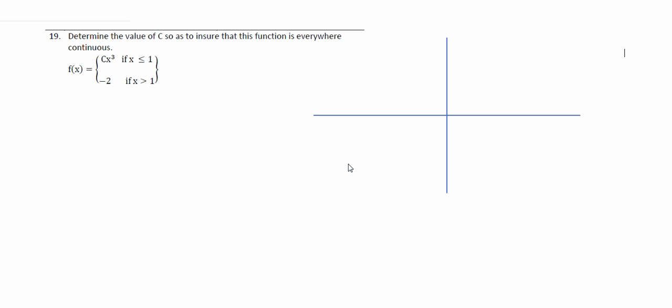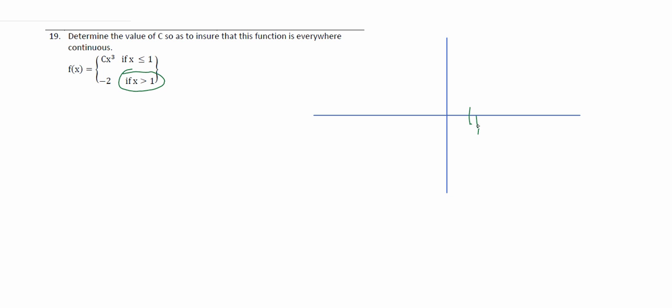Okay, I forgot about number 19. So number 19 is asking us to find the value of c to ensure that the function is continuous everywhere. And you can see from the piecewise definition that this domain setting is just breaking this part up into two problems. And the dividing line is where x is equal to 1.